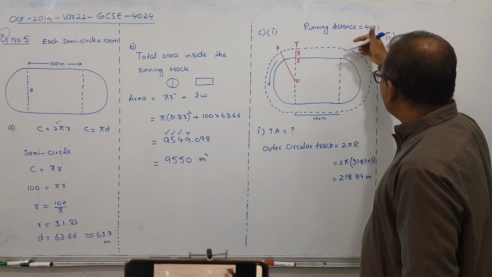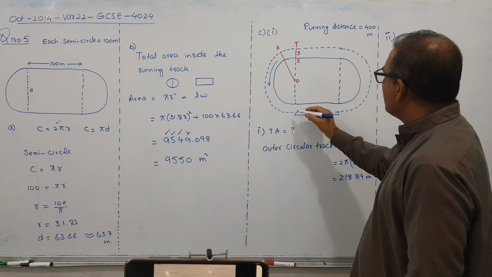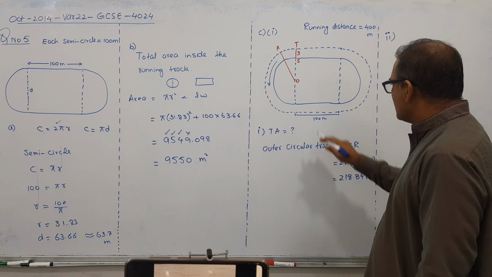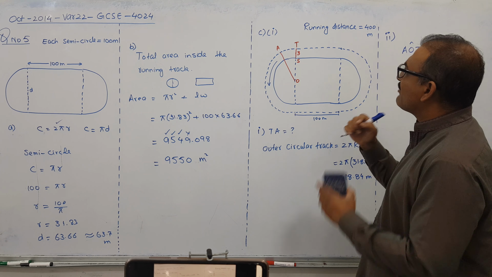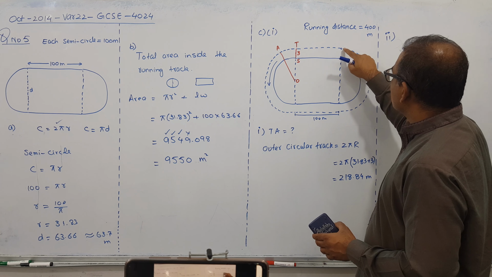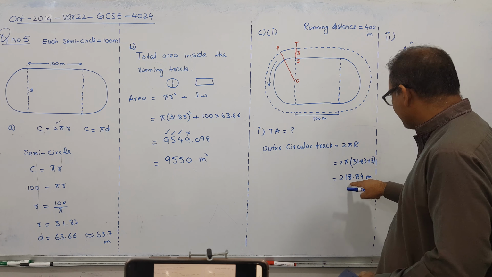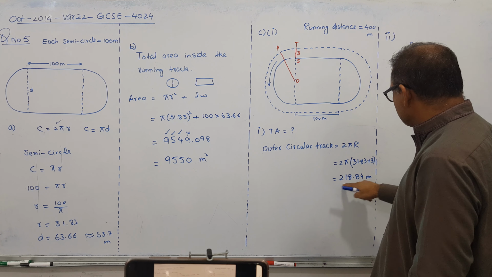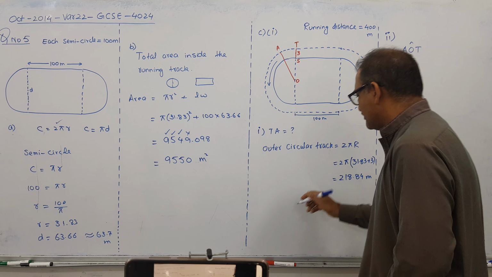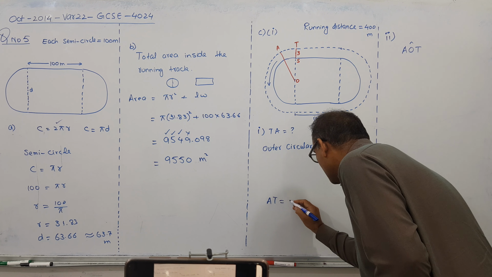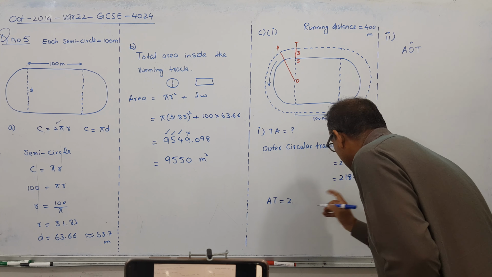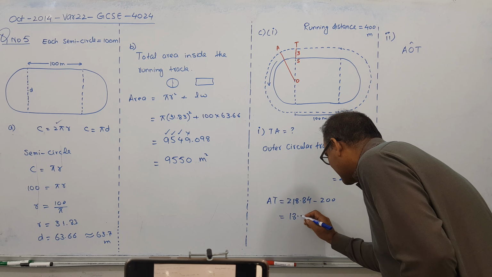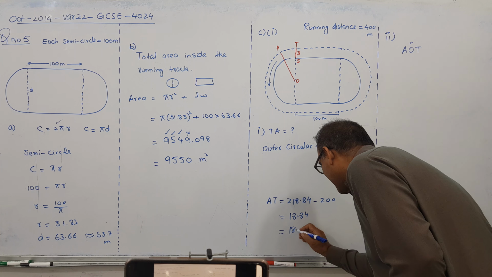Repeat again. From this track till this, and this track till this, is this much. But you know he's running 400 meter. So leave 100 meter, he will run 200 more meter. So the total path from here till here is this. If I leave the running path, the running path is this and this, the curved. So from this answer, if I subtract 200, I will get this answer. 218.84 subtract 200, so we get 18.84 meters. So it becomes 18.8 meters.